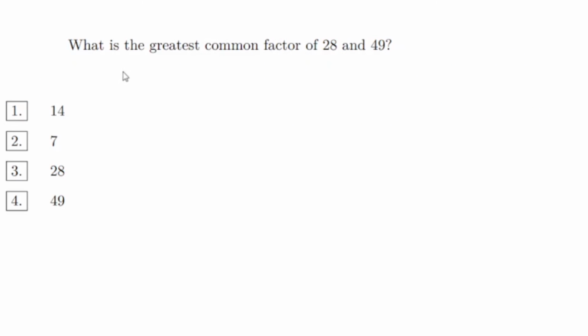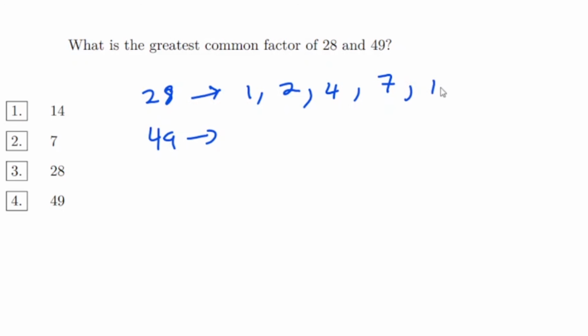What is the greatest common factor of 28 and 49? Well, to find the greatest common factor of 28 and 49, you just have to come up with a list of factors of 28 and a list of factors of 49, and then compare the lists and find the biggest number. Well, the factors of 28 are 1 and 2 and 4 and 7 and 14 and 28. So we're just listing all the numbers that divide 28 and leave no remainder.